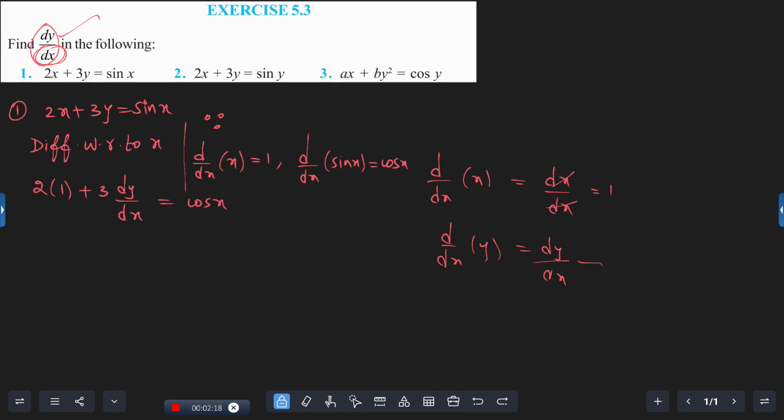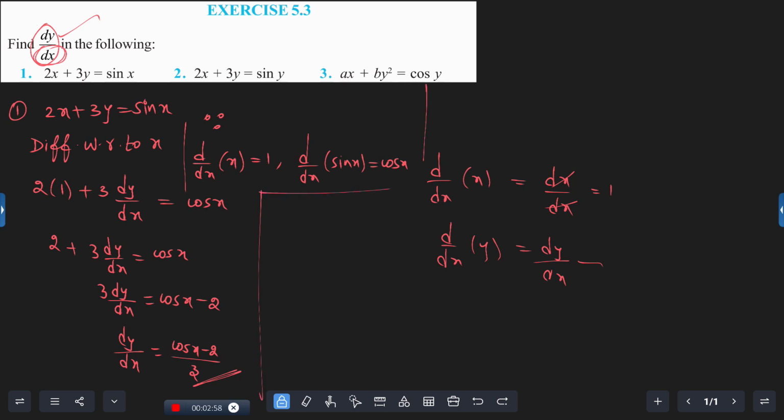What did they ask to find here? dy by dx. So keep dy by dx alone on one side, and send other things to the opposite side. So 2 into 1, 2, plus 3 into dy divided by dx is equal to cos x. So 3 into dy by dx is equal to cos x, plus 2 when you send opposite it becomes minus 2. Now I need only dy by dx, so the multiplying 3, when you send opposite, becomes a divide. So dy divided by dx is equal to cos x minus 2 divided by 3. That's it. That is our required answer for the first one.